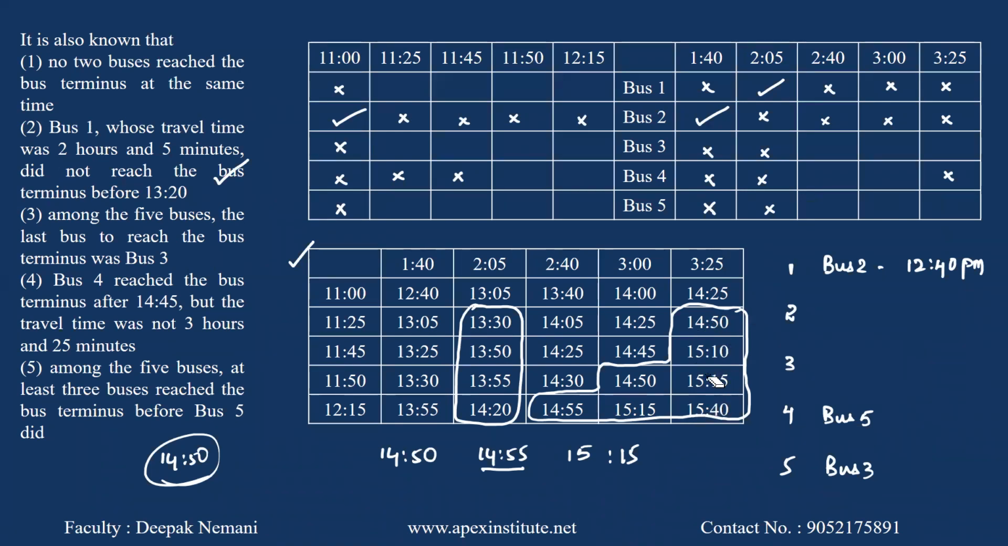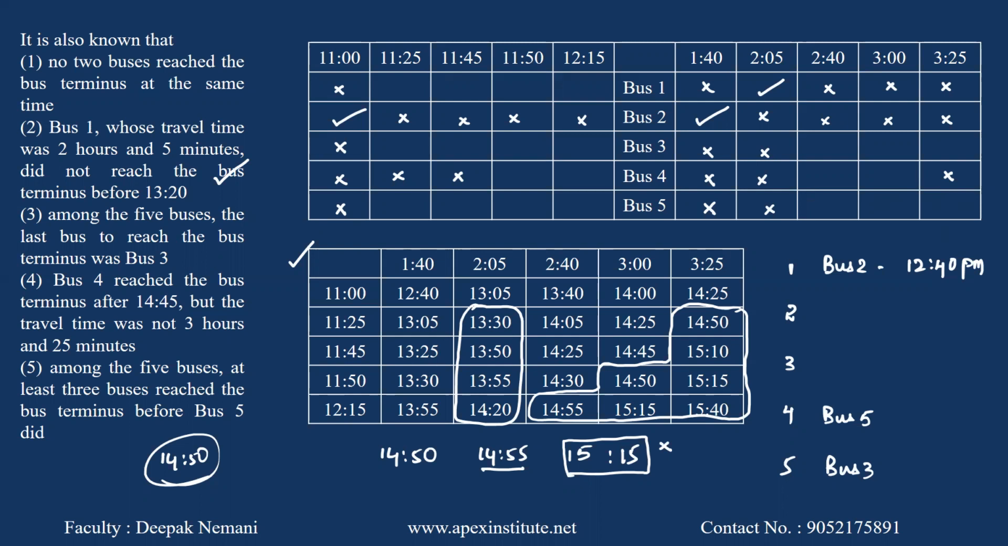Now let's use the data with respect to bus 4. So if I consider bus 4 reaching at 15:15, then bus 5 should reach after bus 4, and we are also given that no 2 buses reach the bus terminus at the same time. So if it's reaching at 15:15, then bus 5 should reach at 15:40, which is also not possible because bus 3 was the last bus to reach the terminus. So this is not possible.